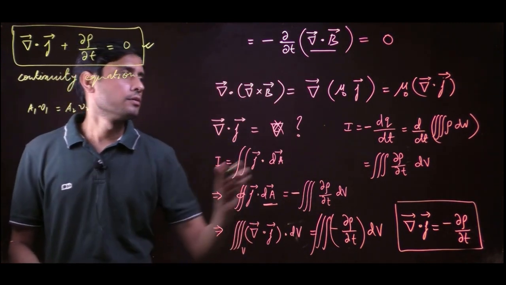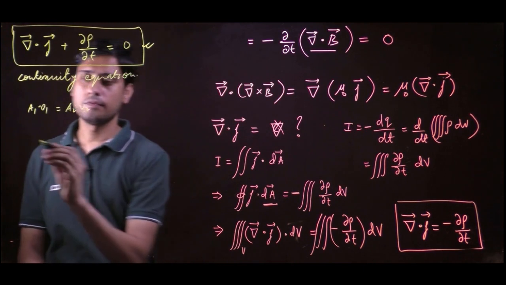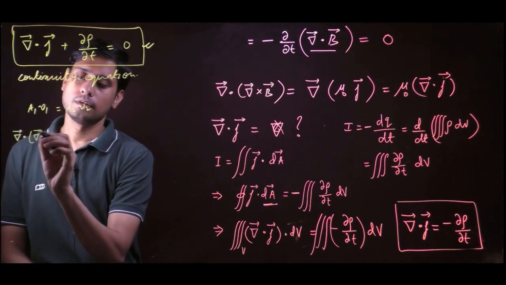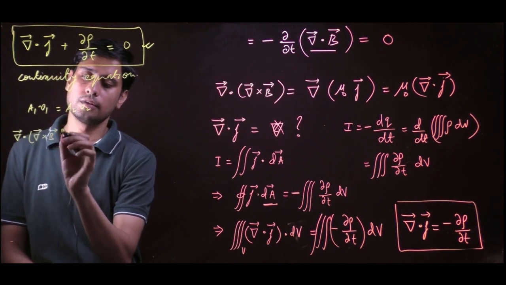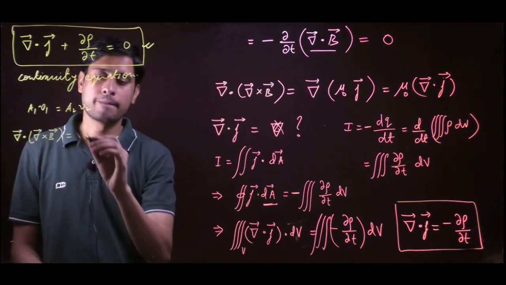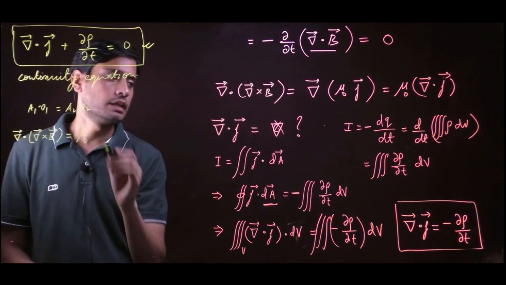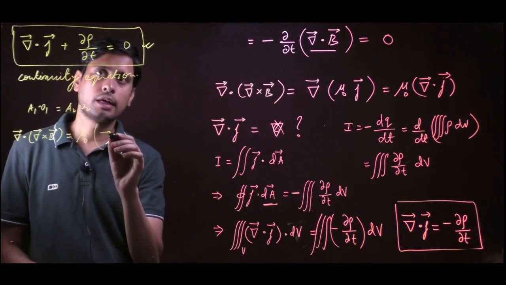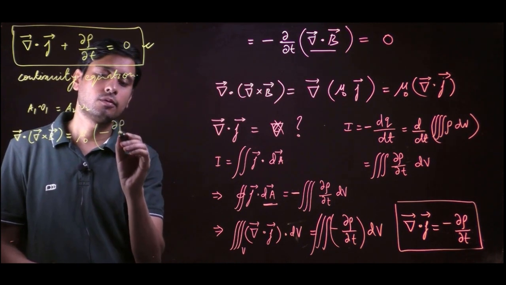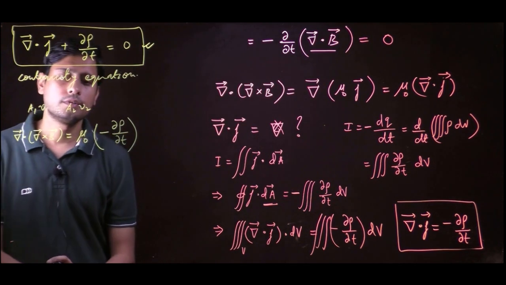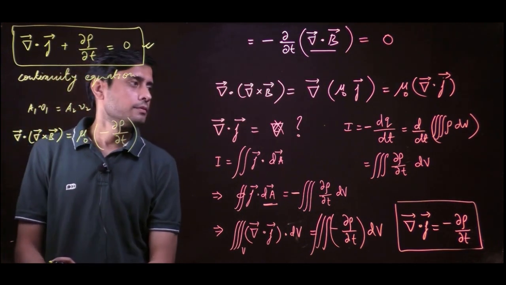So from this step we are getting that del dot del cross B equals mu naught times del dot J, which is equal to minus del rho upon del T. So this is what we are getting.